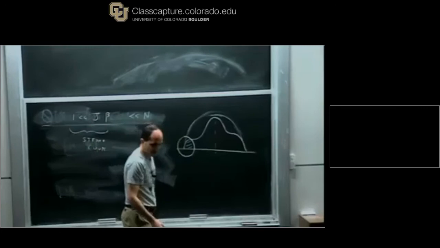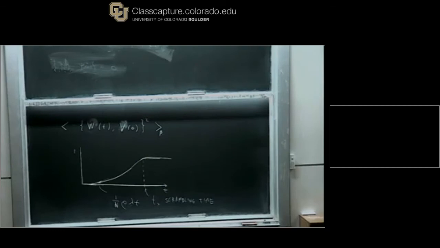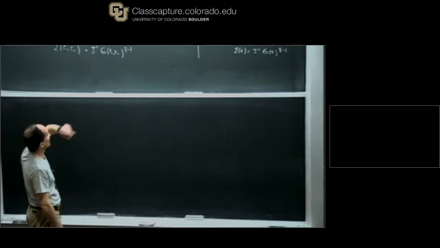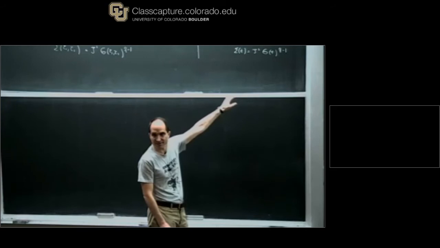Good. Now I'll remind you of the equations we had last time. There they are. We had the effective action, the equations of motion coming from the effective action, and the simple form of the equation, which assumed the translation symmetry. So we're going to solve these equations in Euclidean time.